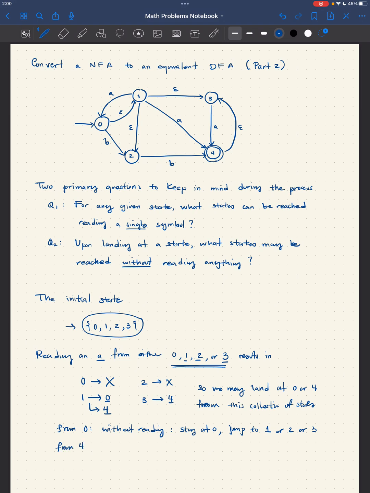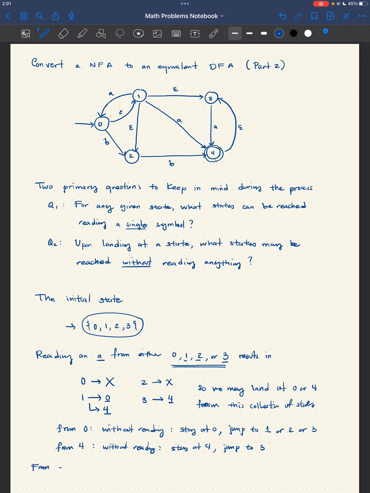Now, from 4, what can we do? Well, without reading any symbol, well, we can stay at 4, or we may jump to 3. So let's put it all together, right? In a single sentence.